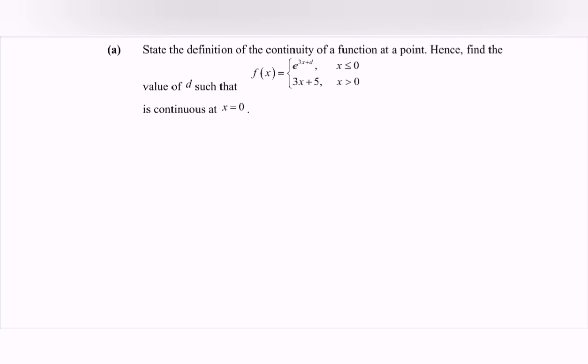Hello everyone, in this video I'm going to discuss the example for limits and continuity. A. State the definition of the continuity of a function at a point.